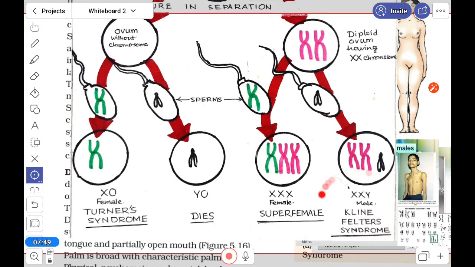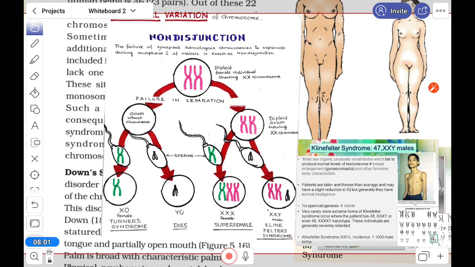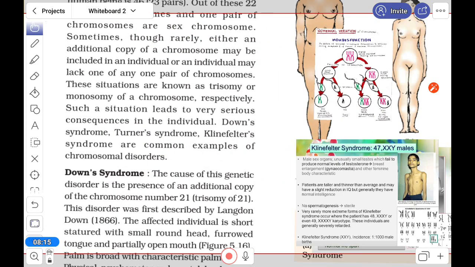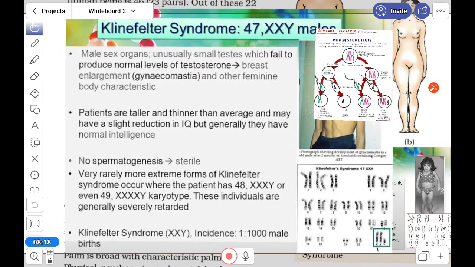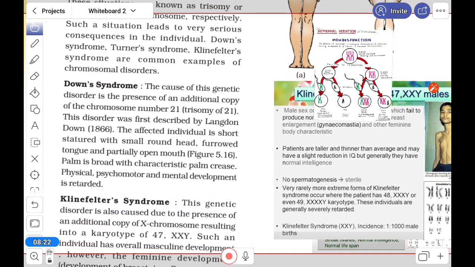So we discussed Klinefelter and Turner, which is there in your book. I think you can understand from this, I think it is very clear to you. This is non-disjunction, when it fails to separate, and for that this type of genetic disease, I mean chromosomal abnormalities, will occur. Now, next we can take Klinefelter syndrome. So let's see at first what is there in your book.